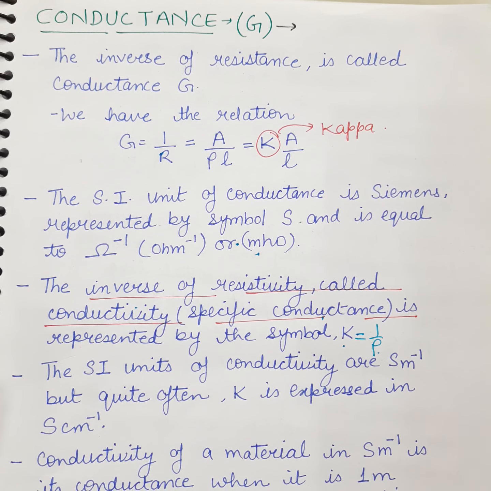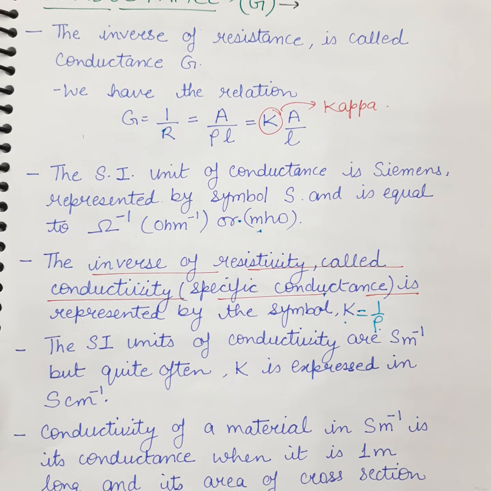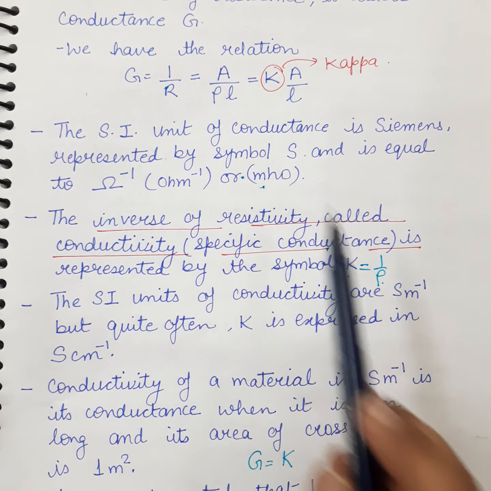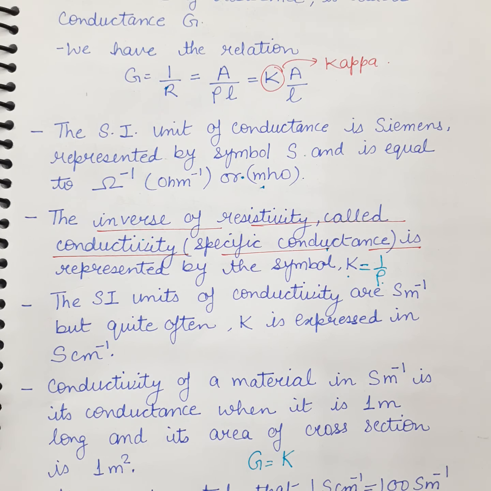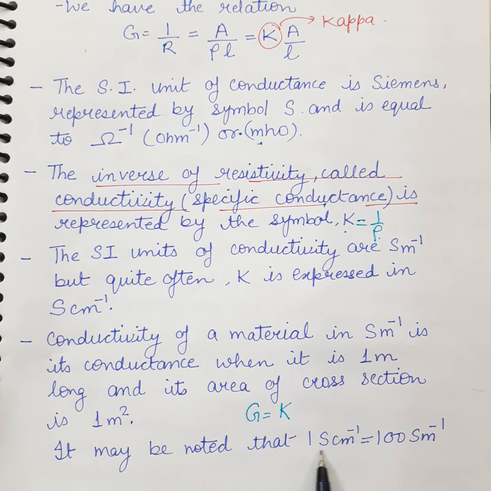Conductivity of a material in Siemens meter inverse is the conductance when it is 1 meter long and its area of cross section is 1 meter square. When we put the value of A, that is 1 meter square, and L as 1, then what we get? G equals 1 upon rho. What is 1 upon rho? That is kappa. So we can write that G equals K. It may be noted that 1 Siemens centimeter inverse equals 100 Siemens meter inverse.